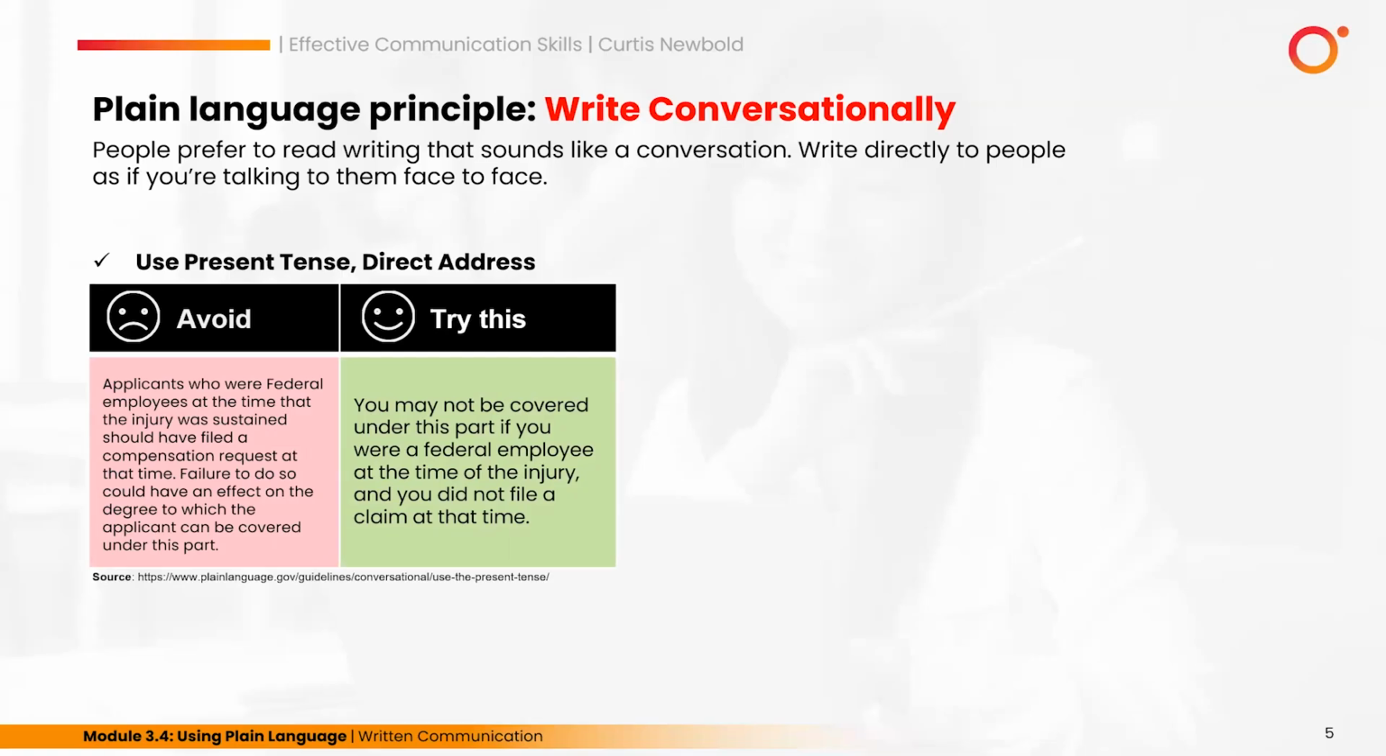Okay, so you'll see here on the left, this is a hard to follow statement in the pink. It says applicants who were federal employees at the time that the injury was sustained should have filed a compensation request at that time. Failure to do so could have an effect on the degree to which the applicant can be covered under this part. That's a little bit difficult to understand. You'll see that just changing it to present tense and direct address and removing some words makes it so much easier to understand. So here's the good example. You may not be covered under this part if you were a federal employee at the time of the injury and you did not file a claim at that time. So same message, much simpler to read and understand.